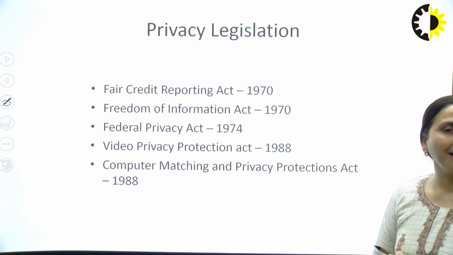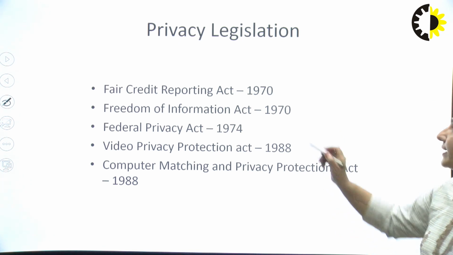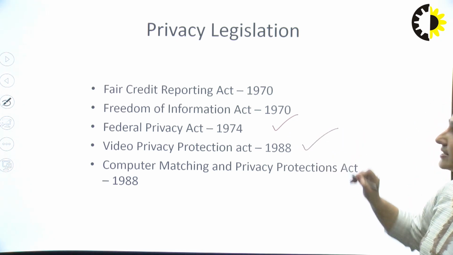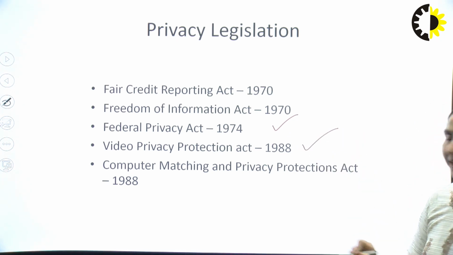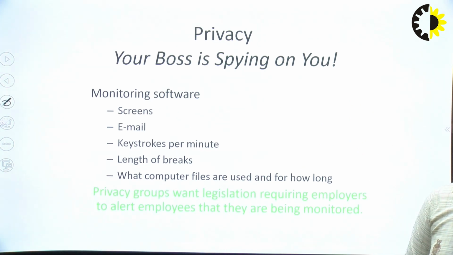Now, there are different types of legislation on this. The Fair Credit Reporting Act was enacted in 1970. Then the Freedom of Information Act, again 1970. Federal Privacy Act, 1974. Video Privacy, 1988. Computer Matching, 1988.